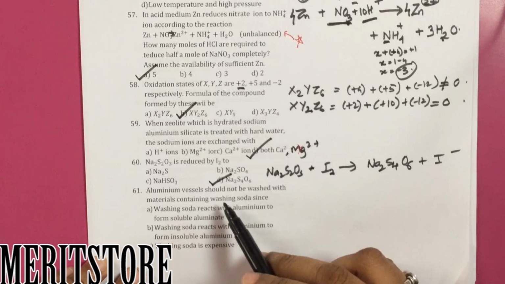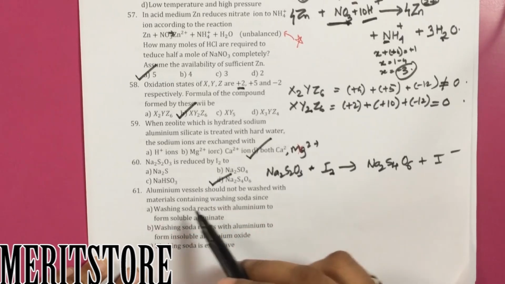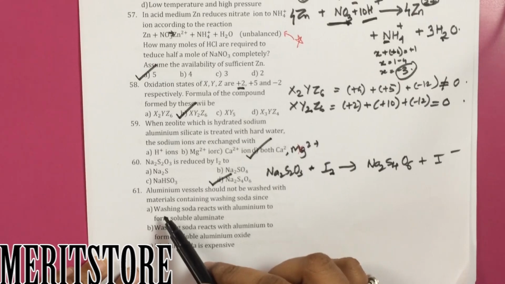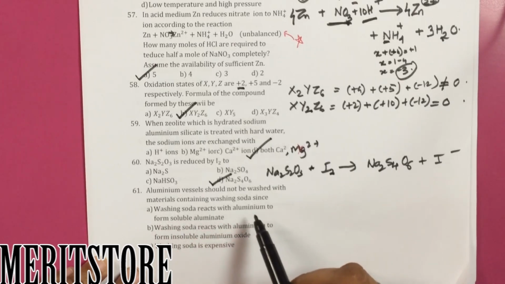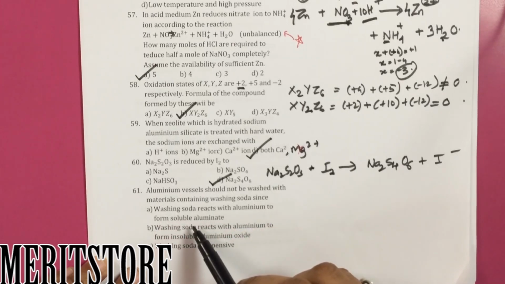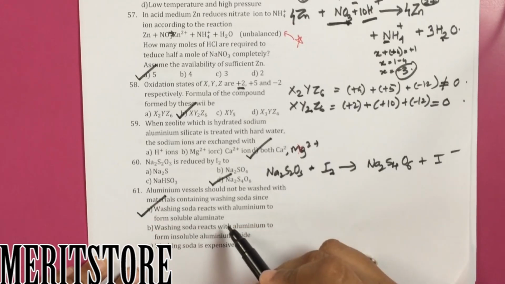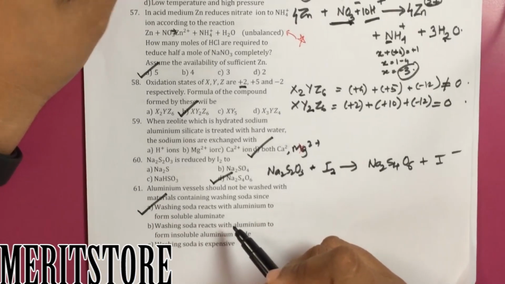Question number 61. The aluminium vessel should not be washed with material containing washing soda. This should not be washed with washing soda because it tends to form metaluminates, which are water soluble. Let us check the options. Washing soda reacts with aluminium to form soluble sodium aluminate. This is the correct answer, and that's why it should not be washed with washing soda.